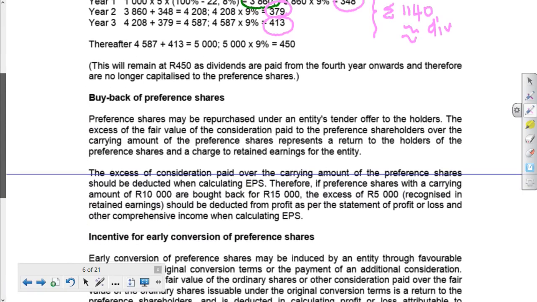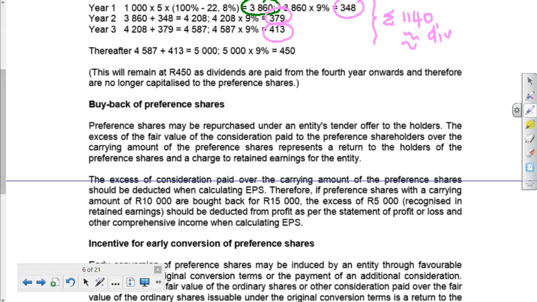Here they have an example where they redeemed them at a premium. So it's the opposite. Yeah. They say the excess of consideration paid over the carrying amount will be deducted when calculating earnings per share. Therefore, if prefs with a carrying amount of 10 are bought back for 15, that extra 5 will be deducted as an expense and will be shown as attributable to pref shareholders. Yeah, it will be a dividend.